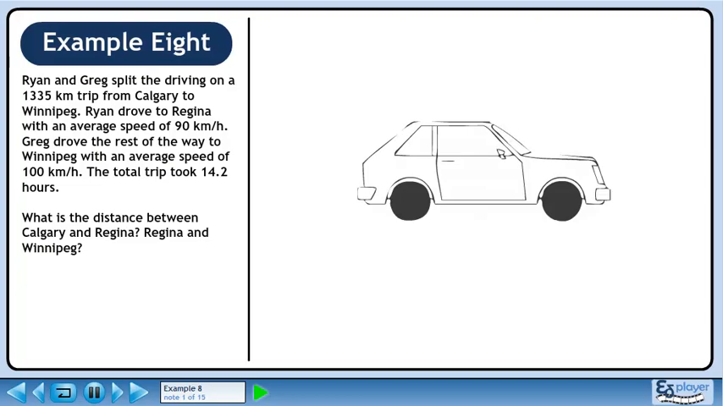Ryan and Greg split the driving on a 1,335-kilometer trip from Calgary to Winnipeg. Ryan drove to Regina with an average speed of 90 kilometers per hour. Greg drove the rest of the way to Winnipeg with an average speed of 100 kilometers per hour. The total trip took 14.2 hours. What is the distance between Calgary and Regina and Winnipeg?